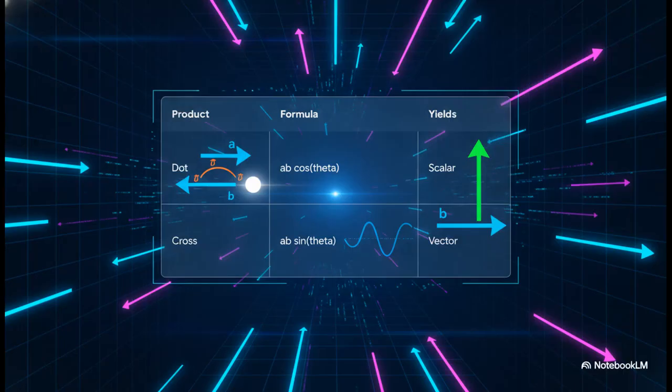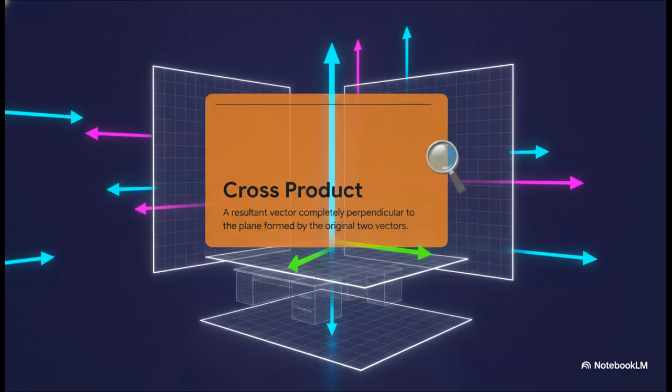There are 2 entirely distinct ways to multiply vectors. The first is the dot product, also known as the scalar product. It calculates the magnitude of A times the magnitude of B times the cosine of the angle between them. The absolute most crucial thing to take away here is that the dot product outputs a scalar, just a plain old number. It basically tells you how much one vector aligns with another. The second way is the cross product, or vector product. This one uses the sine of the angle, but crucially, it outputs a brand new physical vector out there in space.